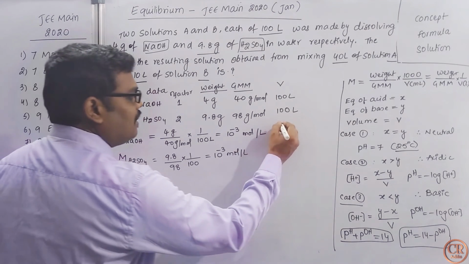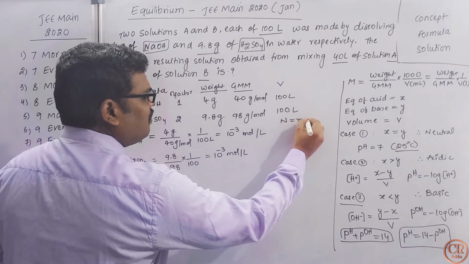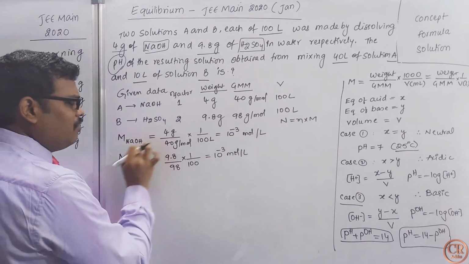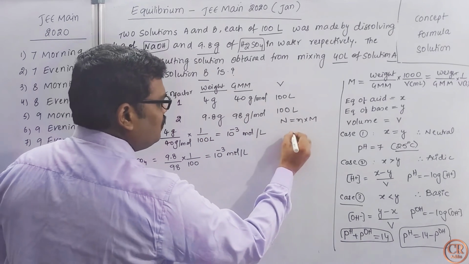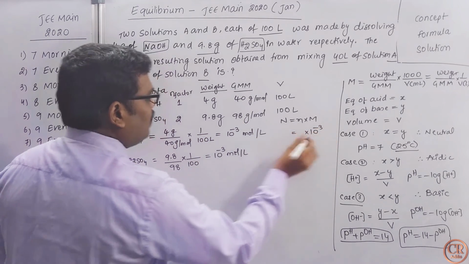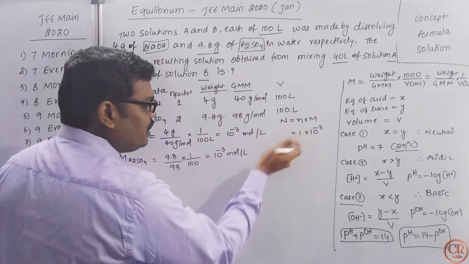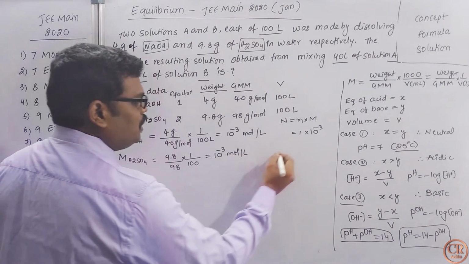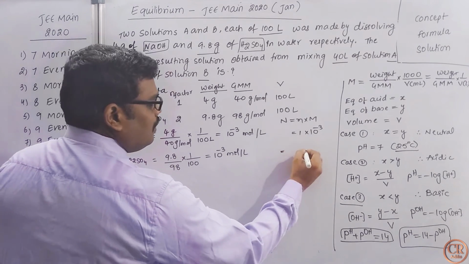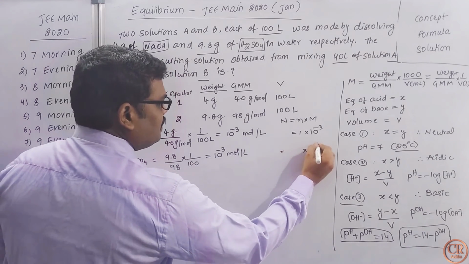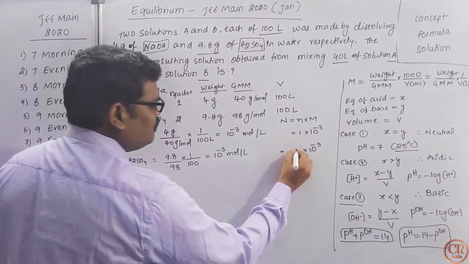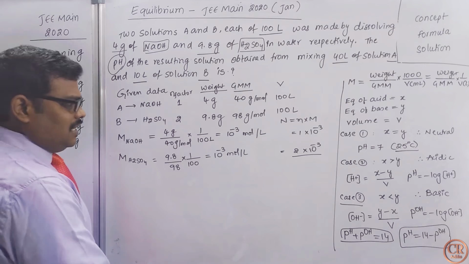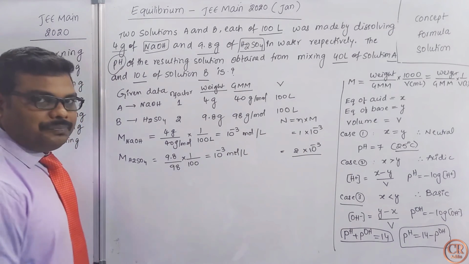That other method is normality. Normality is equal to n into molarity. So here, what is the molarity of this NaOH solution? 10 power minus 3. So you can write here 10 power minus 3. Then what is the n factor of NaOH? 1. So here molarity is equal to normality. Then if you take the normality of H2SO4, molarity is 10 power minus 3, but the n factor of H2SO4 is 2. This is the normality of the H2SO4 solution. So I am suggesting it is better to use normality.